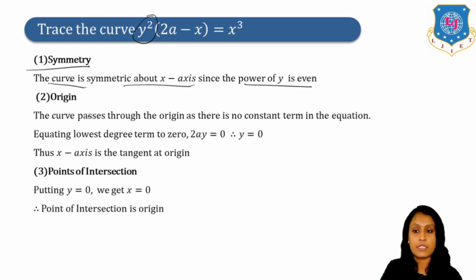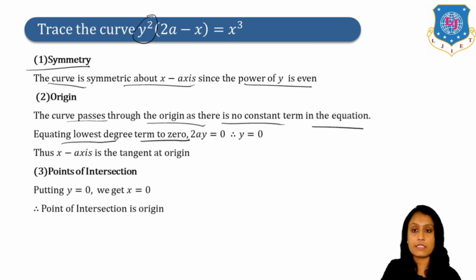Now origin. We'll check whether the curve passes through the origin or not. If you multiply y square inside, you will get 2a y square minus x y square is equal to x cube. We do not have any constant term, so the curve passes through the origin as there is no constant term in the equation. Now, since the curve is passing through the origin, we have to find the tangent at the origin. So we'll equate the lowest degree term to 0.